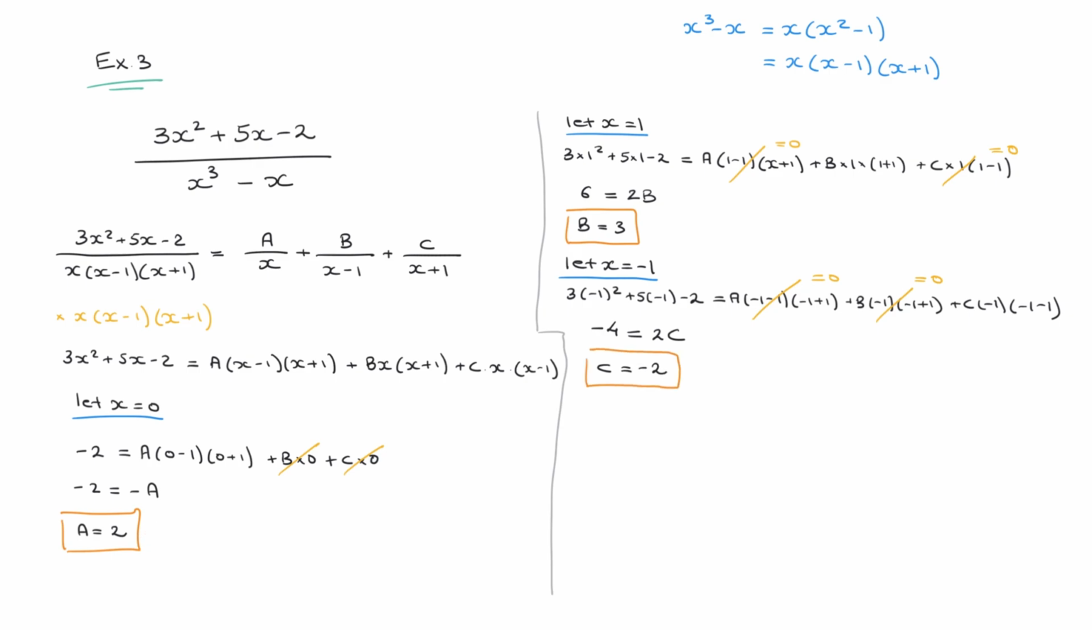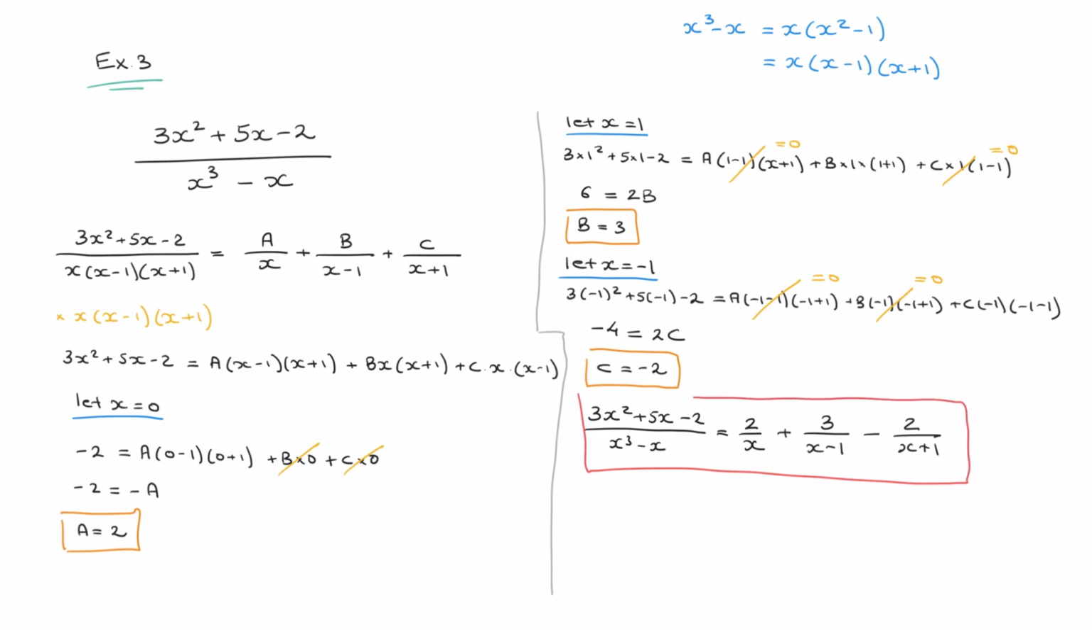And so using these three results, we can now state that the fraction we were given, 3x squared plus 5x minus 2 over x cubed minus x, is equal to a over x, so that's 2 over x, plus b over x minus 1, so that's plus 3 over x minus 1, plus c over x plus 1, so that's plus negative 2 over x plus 1, which we can just write as minus 2 over x plus 1. And that's the final answer.